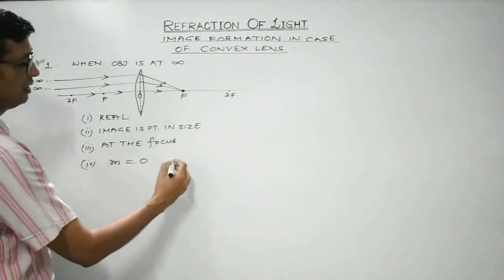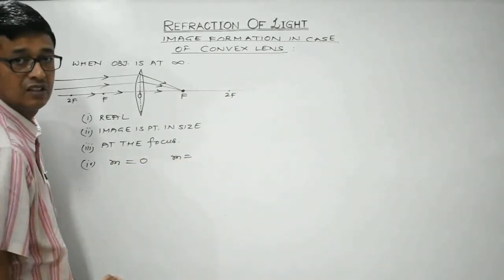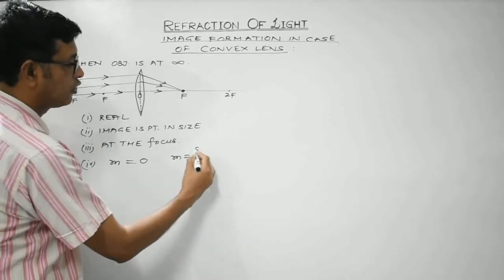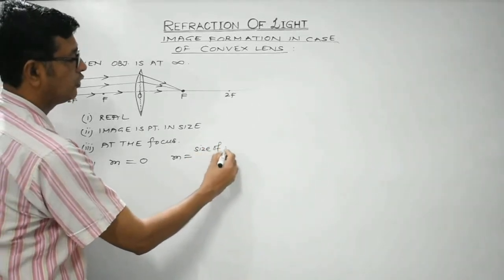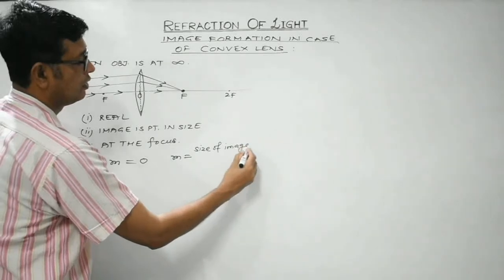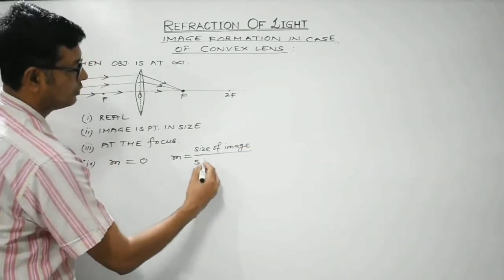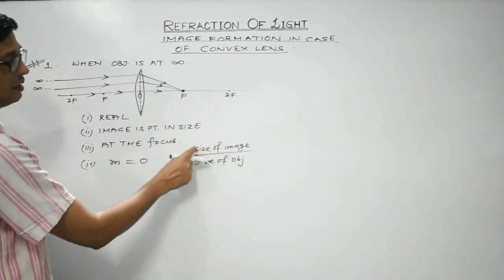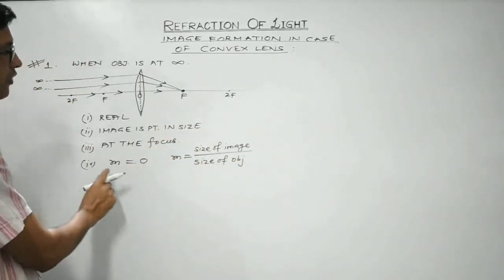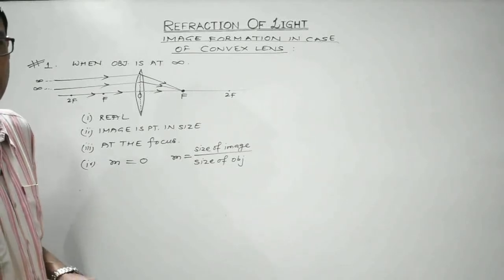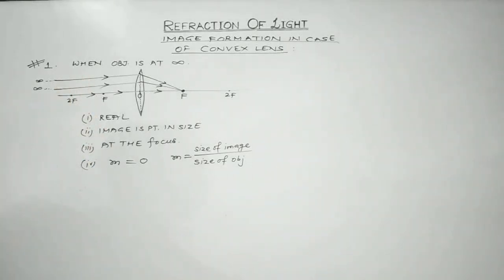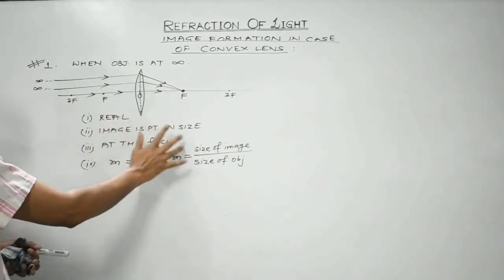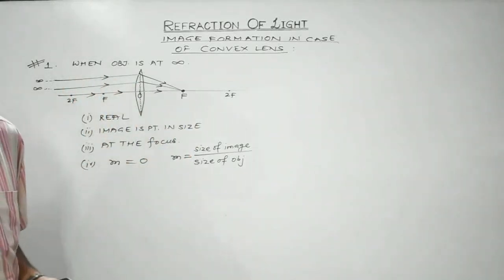Remember, students, linear magnification, we have discussed it in the case of mirrors as well. It is defined as the ratio of size of the image to the size of the object. So since the image is point in size, therefore linear magnification in this case is zero. Right? So this is case one. So image is real, image is point in size, image is formed at the focus, and linear magnification is zero.